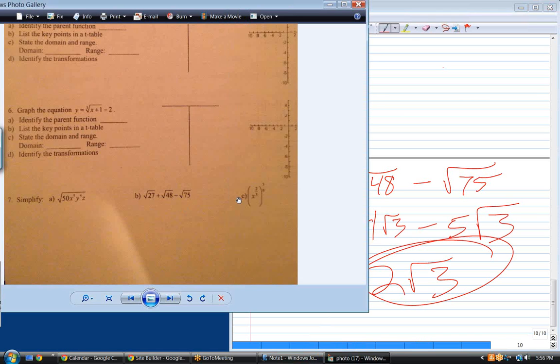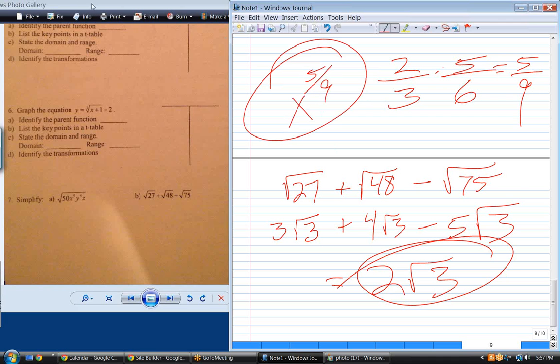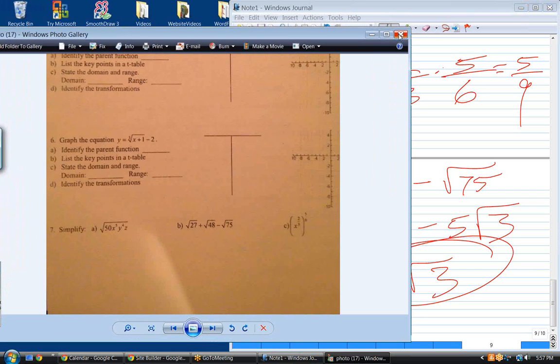What is C? How do you handle an exponent raised to another exponent? You multiply. Okay. So we have x to what? 2/3 times 5/6. Yeah, should be 10/18. Okay, or 5/9. So the answer would be x to the 5/9. Simplify. All right. Okay, let me see what else we got here.